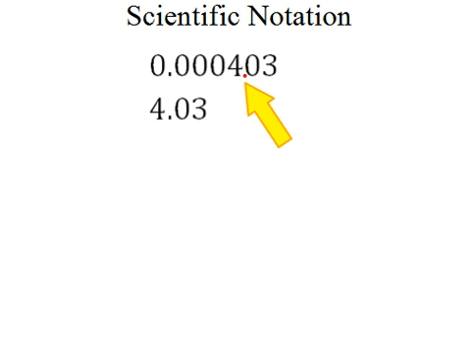Next, I'm going to count the number of jumps to get to the original decimal point on the left. So I'm going from our new decimal point back to our original decimal point. I made 4 jumps to the left, which means I divided 4.03 by 10 4 times. Therefore, our exponent is going to be negative 4. So 4.03 times 10 to the negative 4.